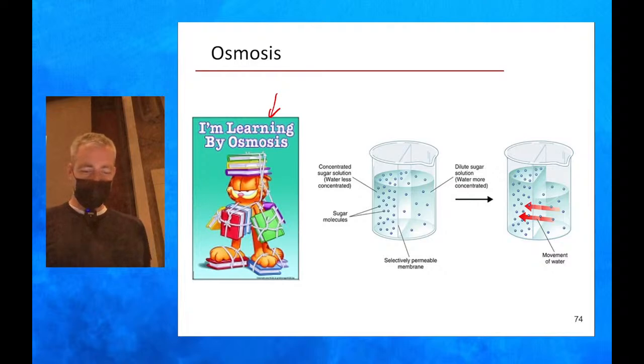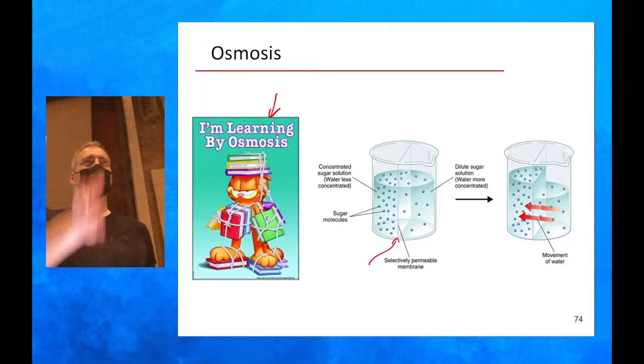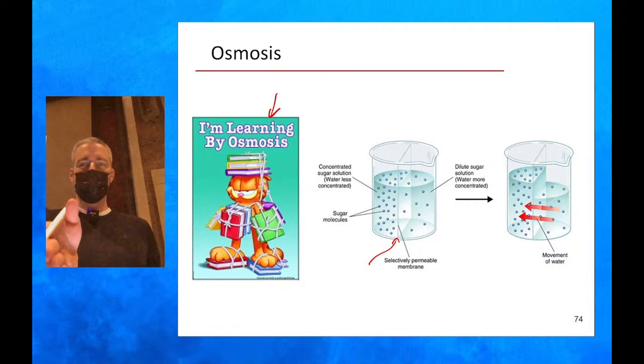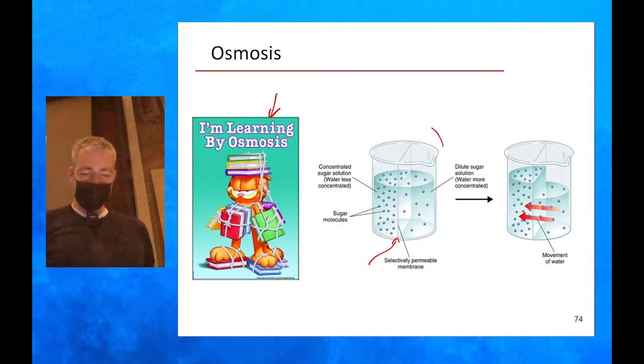It's not what it is. So here's an example. We have a beaker and a semi-permeable membrane that cuts the beaker in half. On one side you have very dilute, almost clean water, and on the other side you have concentrated sugar water. What's going to happen is the water will go through the membrane to the concentrated side and cause an imbalance in height on the two sides.